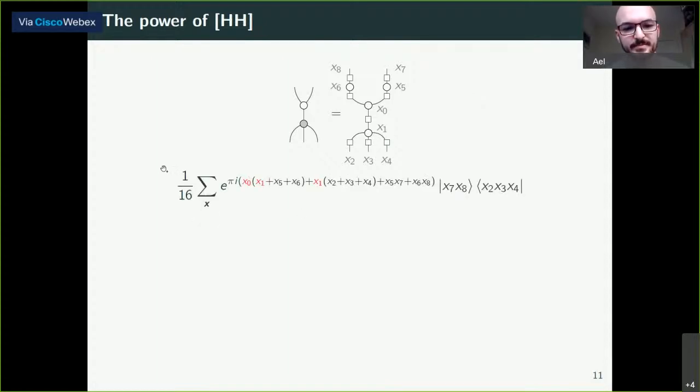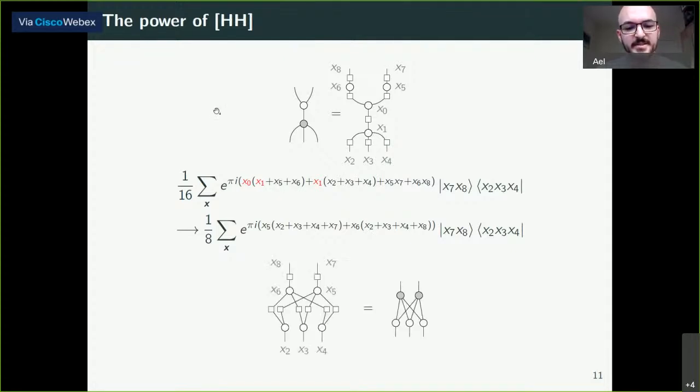the corresponding path sum. We can apply the HH rule on x0 and x1, and here this instance of x1 is going to be replaced by the sum of x5 and x6, giving this diagram. And this diagram is exactly what we would expect from the bialgebra. So we realize that the HH rule also does the ZX bialgebra.